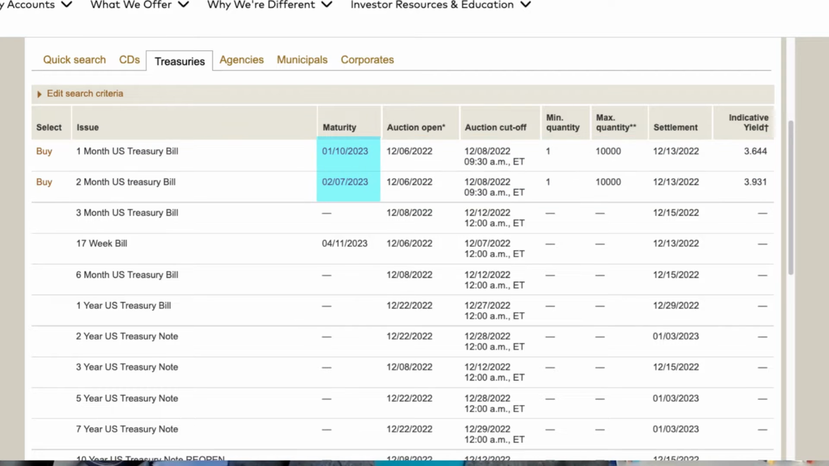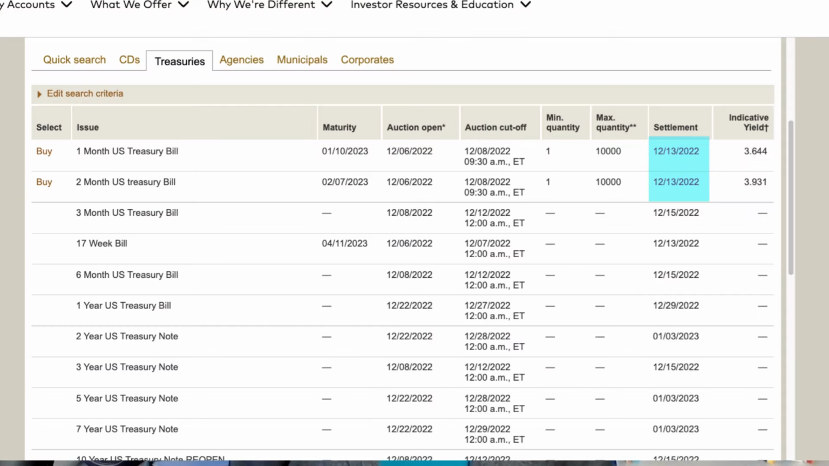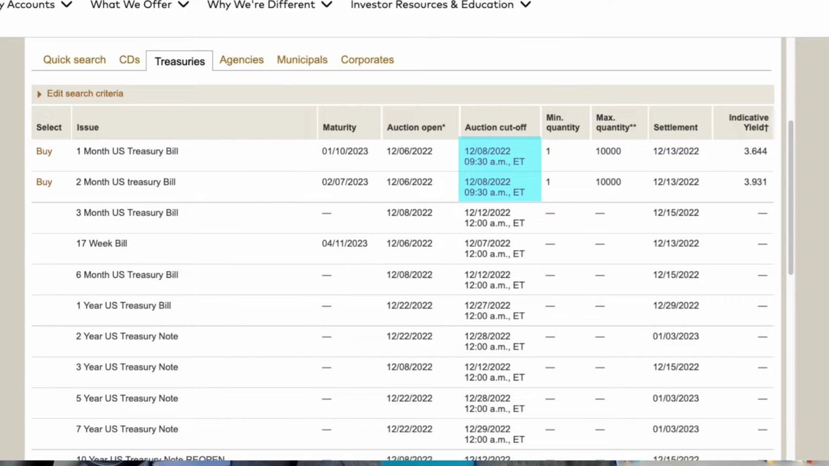Note the maturity dates. For the 1-month Treasury bill, this date is 4 weeks out from the settlement date, not the auction date. The settlement date is the date your T-bills are issued. Both these bills were announced on December 6th, so technically I could have placed an order on the 6th after the announcement. The latest I could place a purchase order is on December 8th before 9:30 a.m.